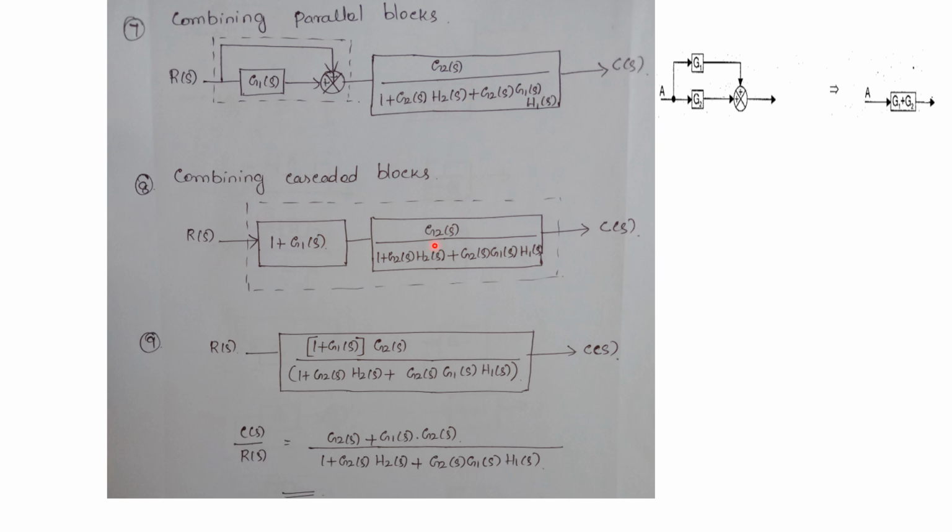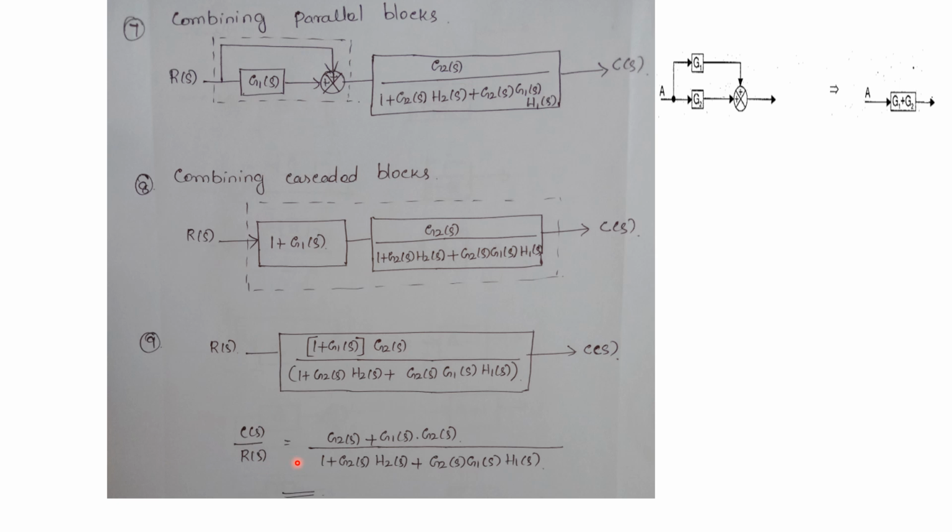Next, we can reduce this diagram further. Now two blocks are in cascade or series, so we have to write "combining the cascaded blocks" and put a dotted line like this. If we are combining these two, we have to multiply the gains, isn't it? So correspondingly we can multiply both the terms. In this way we can reduce the block diagram into a single block.